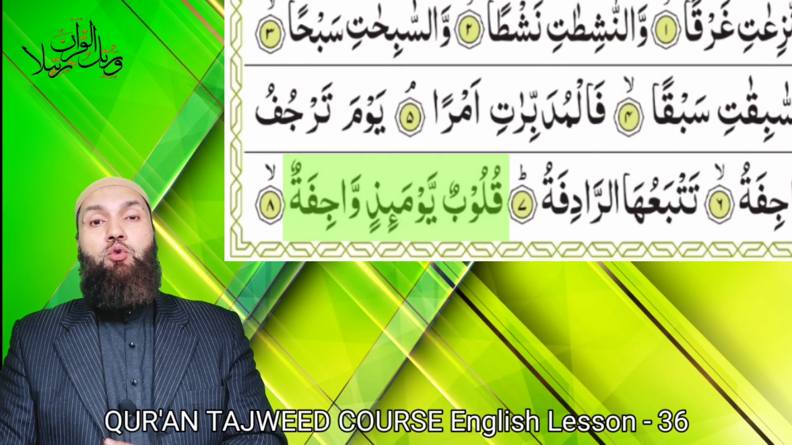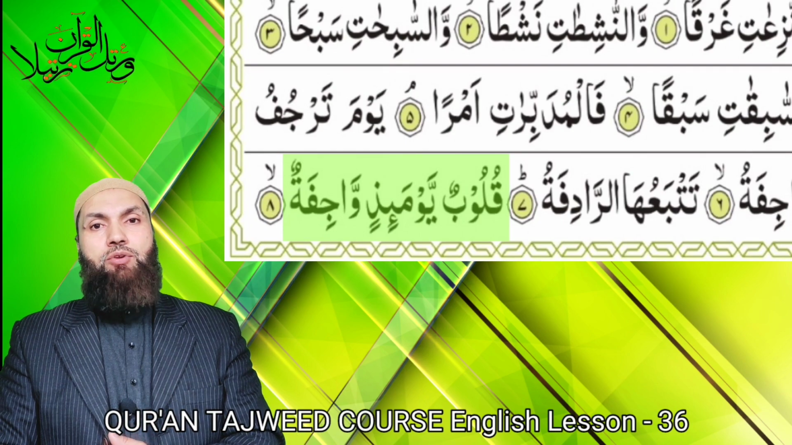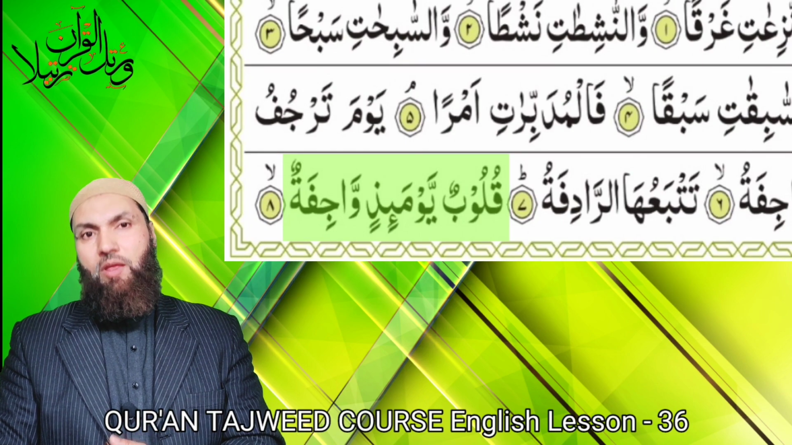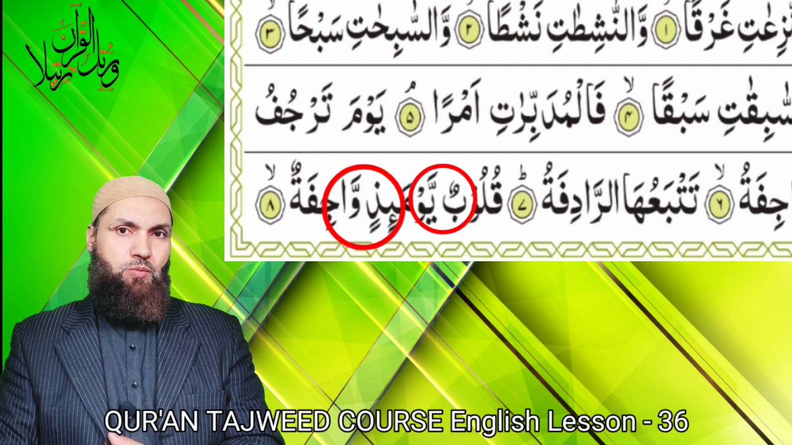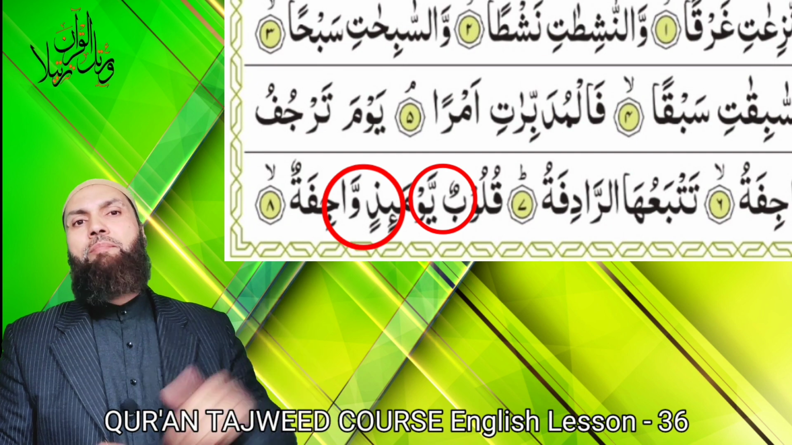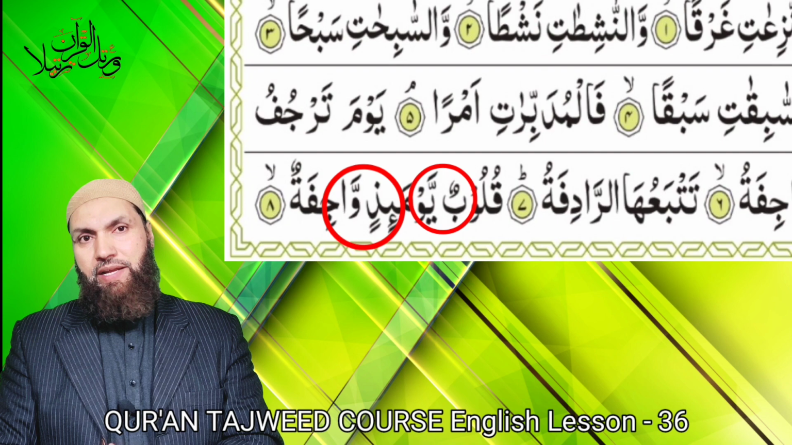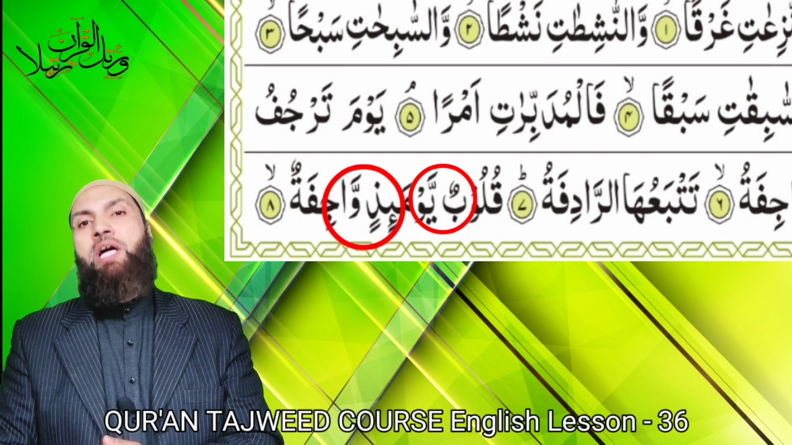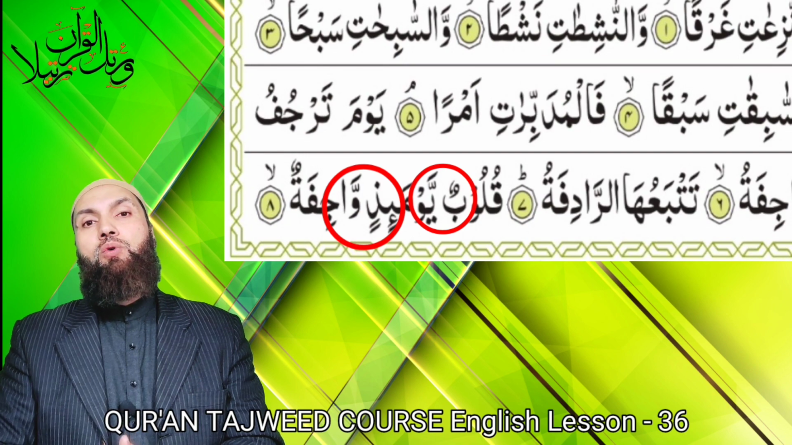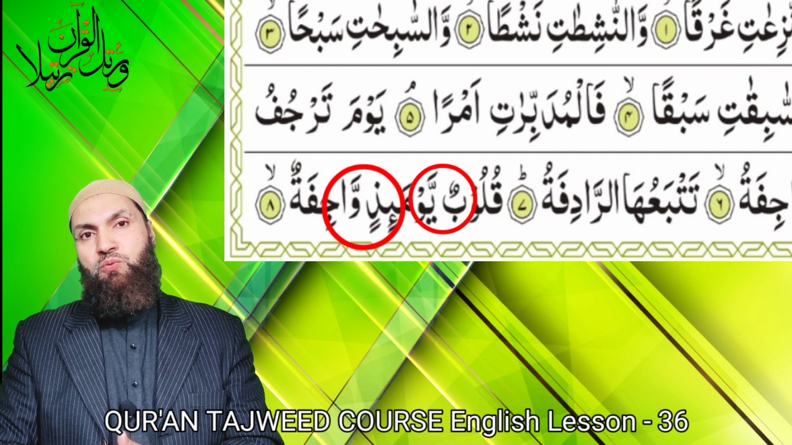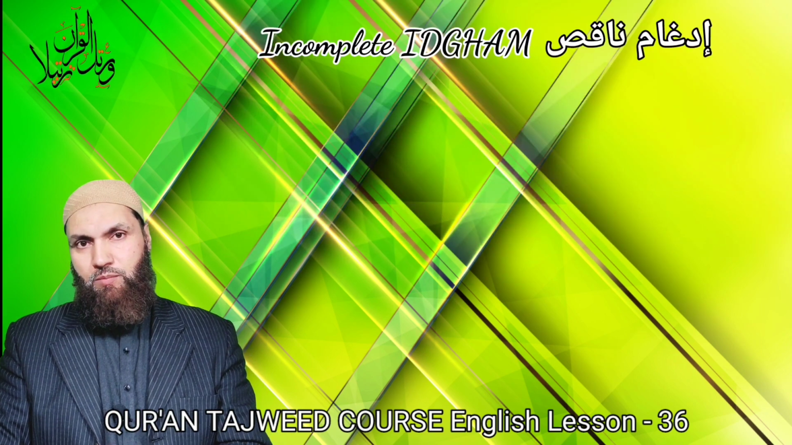Ayat number 8 of Surah An-Nazi'at. Here we see two instances of idgham naqis. One on this dhammah tanween, as it is followed by the letter ya, and the other one on this kasrah tanween, as it is followed by the letter waw. So qulubun yawma'idhin wajifah, assimilation with gunna.